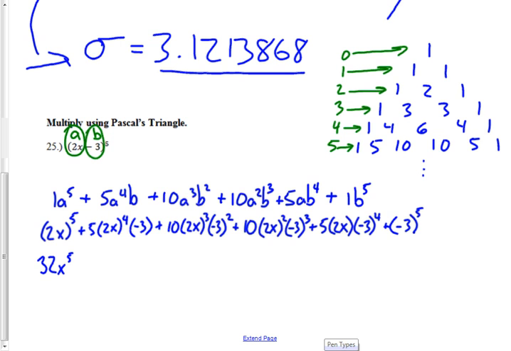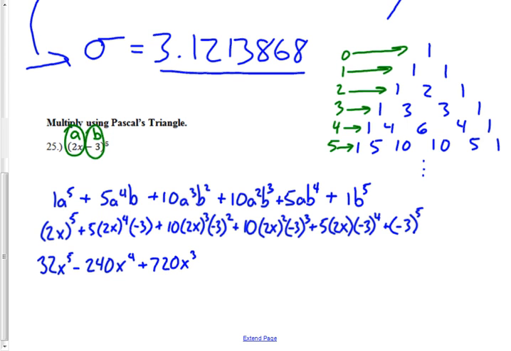Here I have a couple different things happening. I have the 2x to the 4th power, which gives me a 16x to the 4th. Then I have to multiply that 16 by the 5 and the -3. And that gives me a -240 when I multiply all that out with an x to the 4th written down. The next one, I have the 2x to the 3rd power, which gives me an 8x to the 3rd. The -3 to the 2nd power gives me a positive 9, and then I multiply by the 10. So it looks like I get a 720 here and an x to the 3rd.